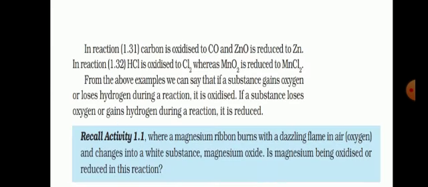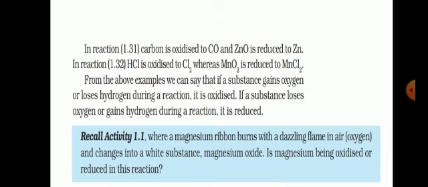So now you have an activity here, from your activity 1.1, which you have to recall, where a magnesium ribbon burns with a dazzling flame in air, that is oxygen, and changes into a white substance, that is magnesium oxide. The question asked here is: is magnesium being oxidized or reduced in this reaction? This is a simple question. The answer is it is being oxidized. As a result you are getting magnesium oxide. So oxygen is getting added here. So this is your oxidation.